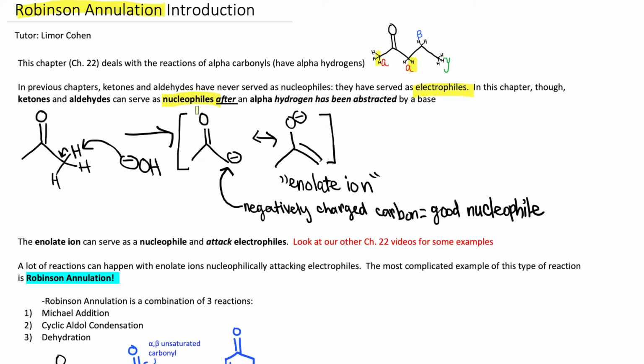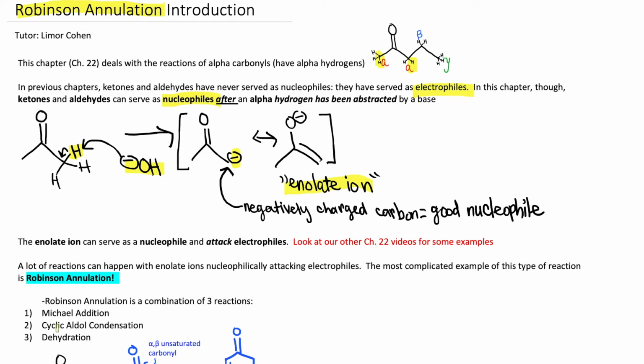The way we transform carbonyls into nucleophiles is by using a base to abstract an alpha hydrogen, which, remember, is just a hydrogen that's one carbon away from a carbonyl carbon. This leaves behind a negative charge. Now the molecule is called an enolate ion. This negatively charged carbon is a good nucleophile, and it can be used to attack electrophiles. You'll see a lot of reactions in chapter 22 in which enolate ions act as nucleophiles and attack electrophiles.